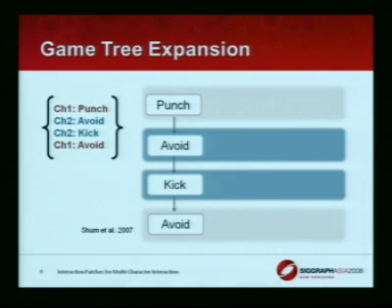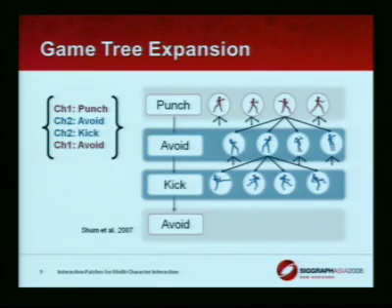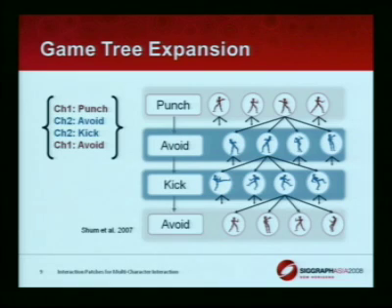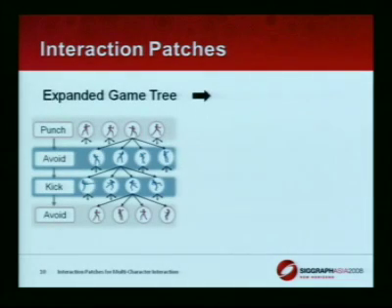For example, here, we will expand a game tree with the first level to be the punch. We first list all the possible punches here, and we try to see what will happen if character 1 does a punch like this one, what character 2 will do for the avoid, what character 2 will do later on for the counterattack of kick, and what will happen later on if character 1 avoids the kick. So now we have an expanded game tree.